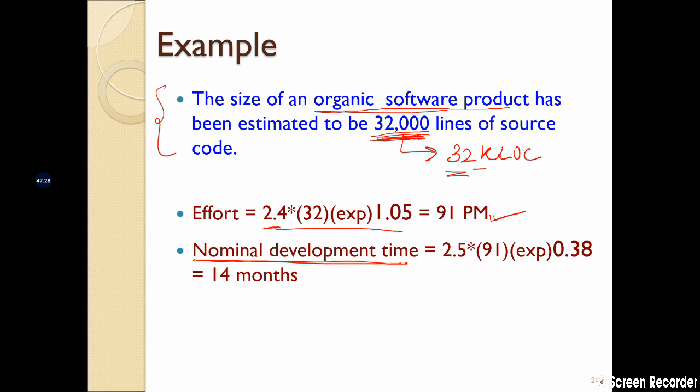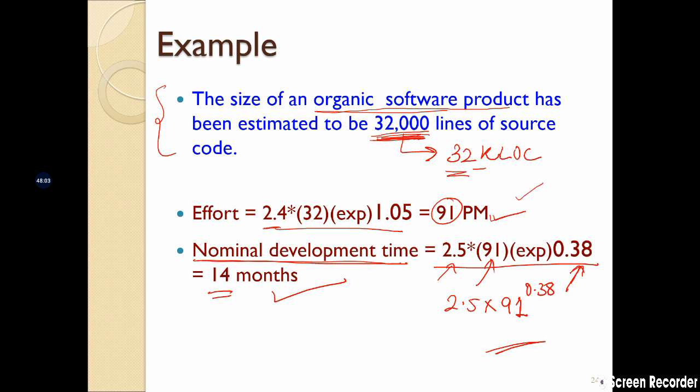The time required to make this project will be, again, you take this 91, put it inside this equation and use the constant 2.5, and for organic it is 0.38. So this is 2.5 into 91 to the power 0.38. Use your calculator to compute this and you will get a number 14, which means that the development time estimate is going to be 14 months. So with 91 people working on this project, it will take 14 months.